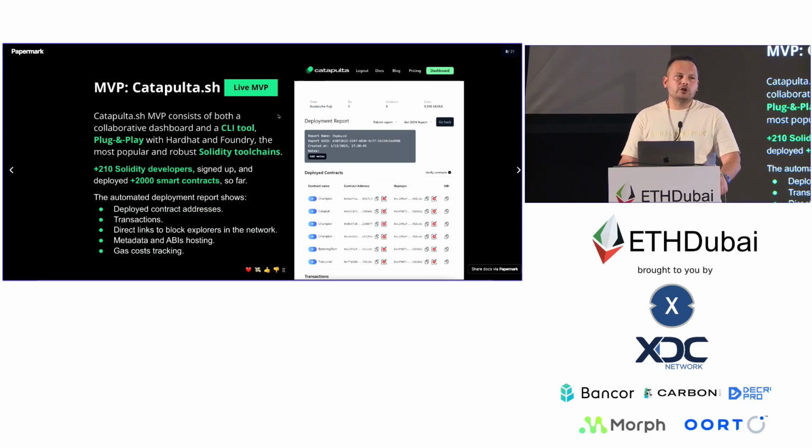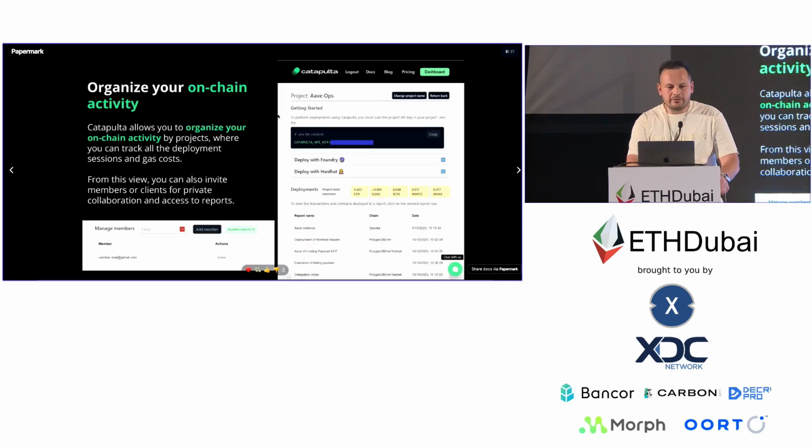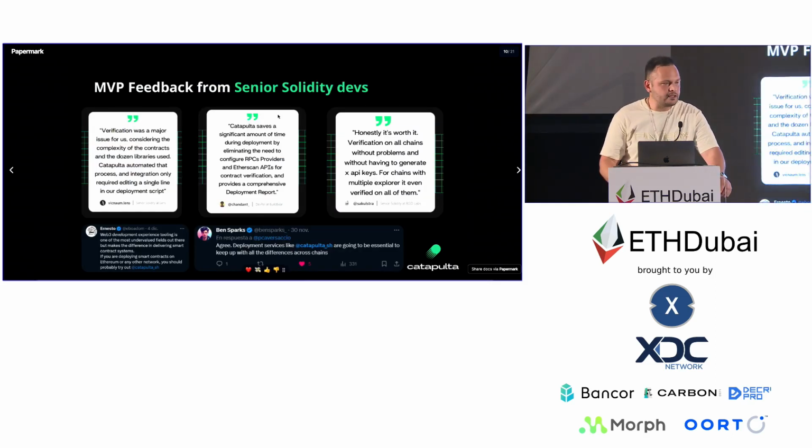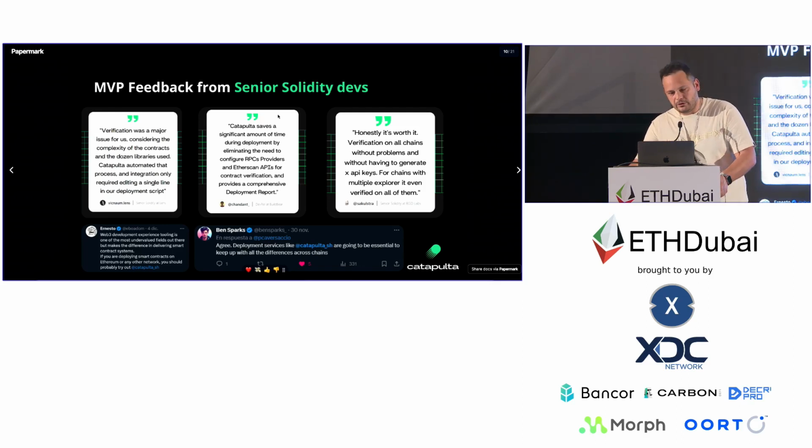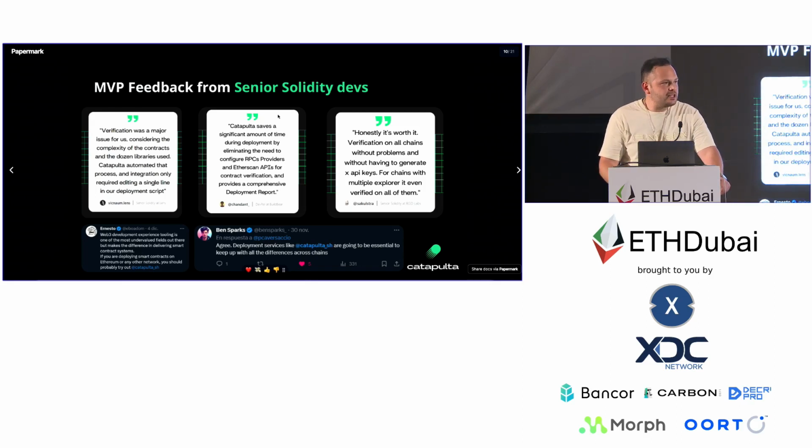Our MVP is already live. We pushed and released it this February, and it's already working. We even already have some feedback from senior Solidity developers, as you can see here, who especially emphasize the ease of use, the verification automation, and the deployment reports.